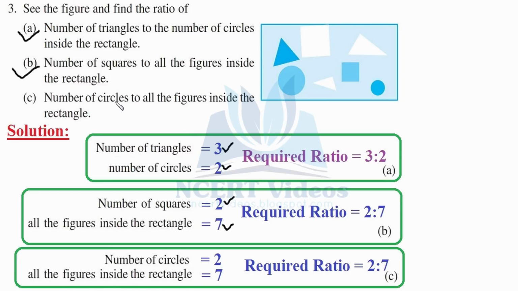Now C part, number of circles to all the figures inside the rectangle. Now we have counted circles, there are 2. Therefore, we write again 2, and all the figures we have calculated earlier, that is 7. Now you can see the earlier question also had the same ratio, that is 2:7. So this was your question number 3rd.